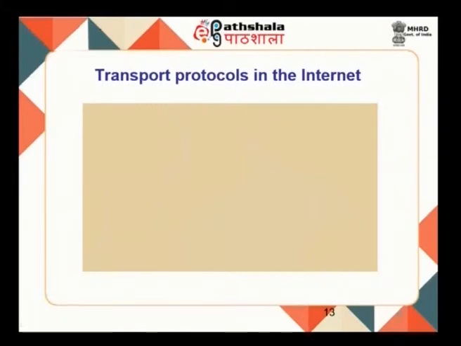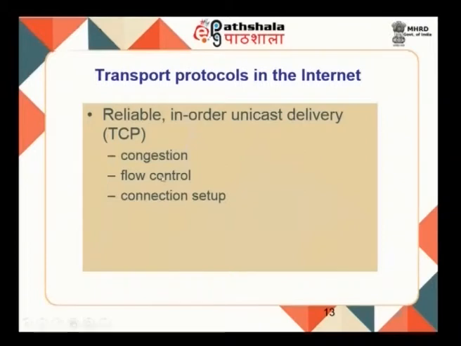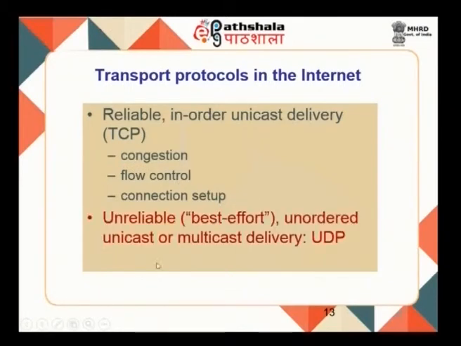Now, based on these desired characteristics, there are actually two different flavors of transport protocols that are used in the internet today. One is a reliable in order unicast delivery protocol, which is the TCP protocol, which also provides for congestion control, flow control, connection setup and so on. And the second is an unreliable best effort unordered unicast or multicast delivery protocol, which is the UDP protocol.